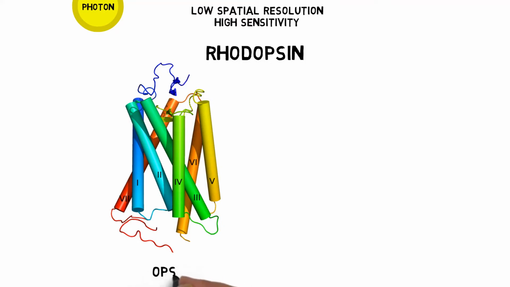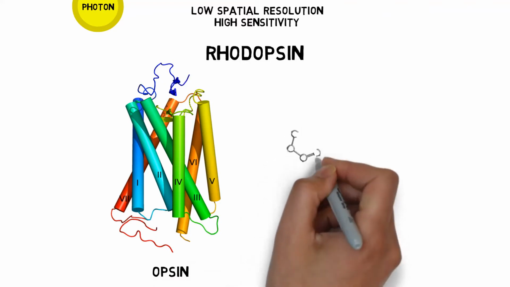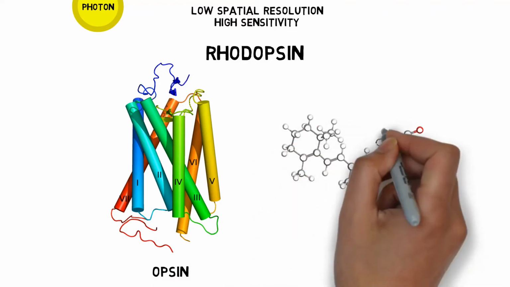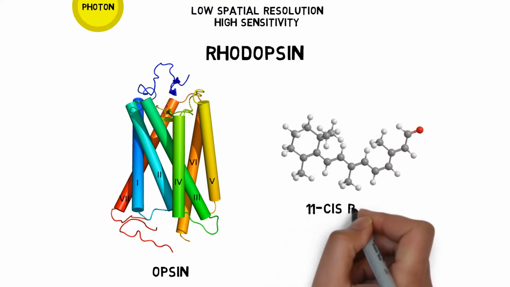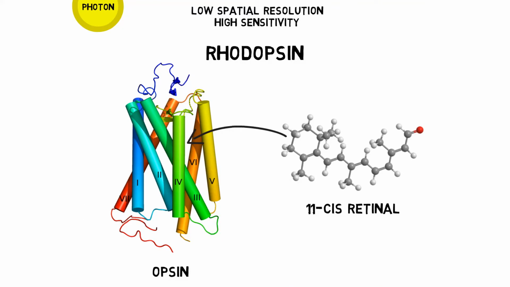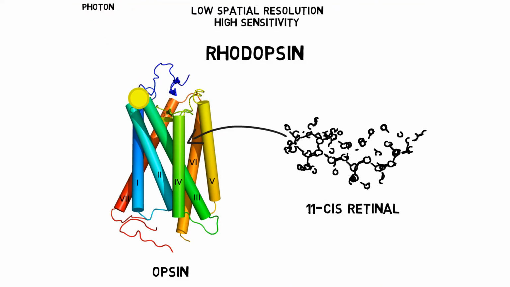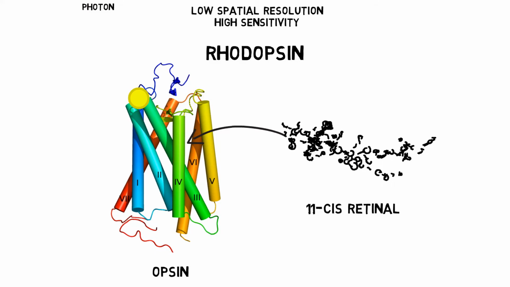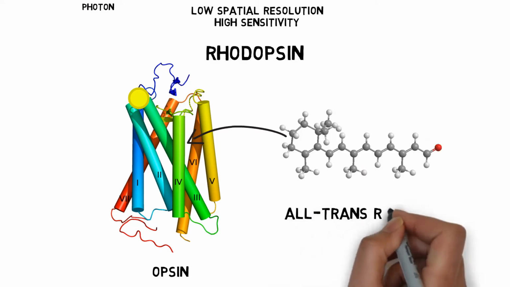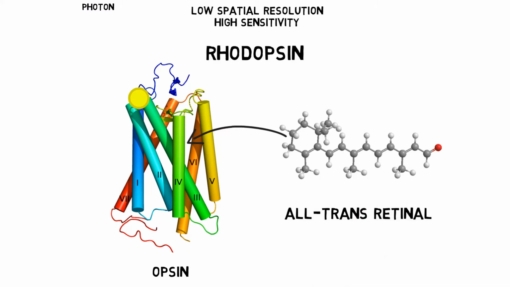Rhodopsin is a combination of a 7-transmembrane protein, or opsin, with 11-cis retinol. The opsin is arranged so it has an open compartment inside where the 11-cis retinol lives. When just one photon of light hits rhodopsin, the 11-cis retinol rotates, generating all-trans retinol. This slight change is enough to launch a large cascade of events.